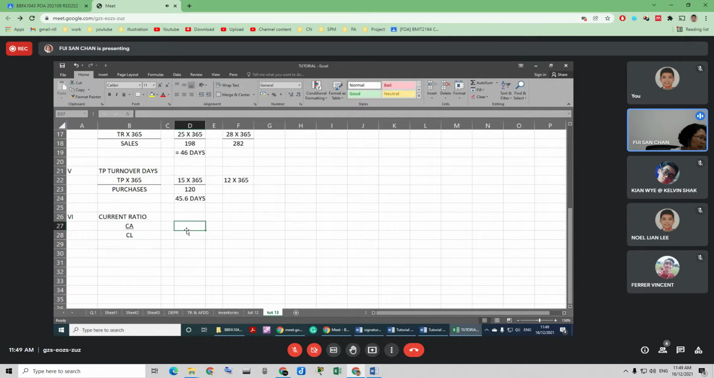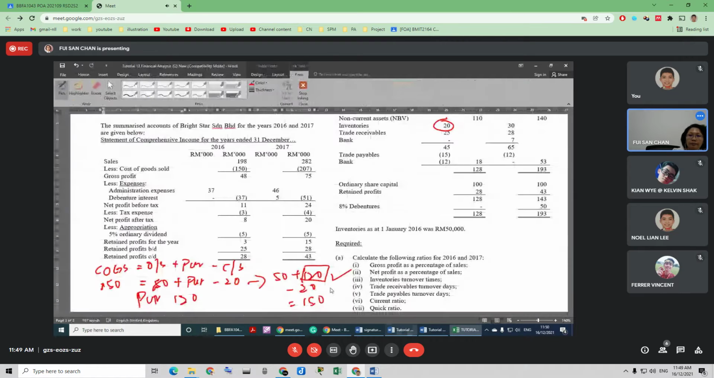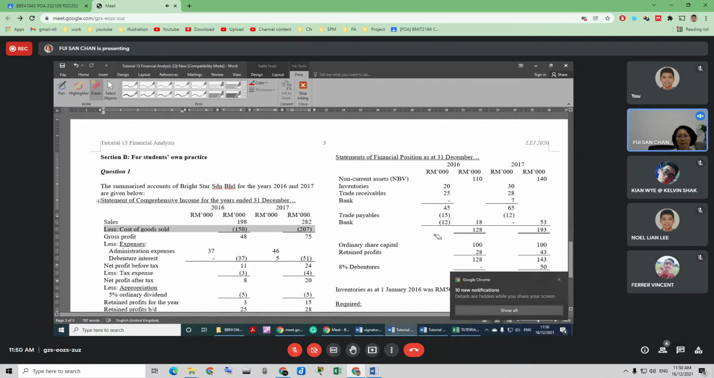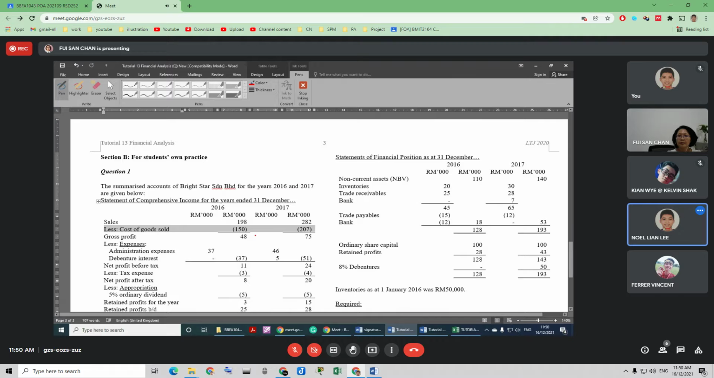Now, when we say current asset, it means the total current asset. Now tell me, Farah, how much is total current asset for 2016? Do you know how to read your number? Which one is total current asset only? I only want current asset. How much for 2016? 45,000. Yes, 45.